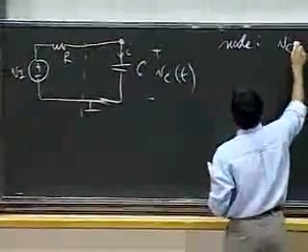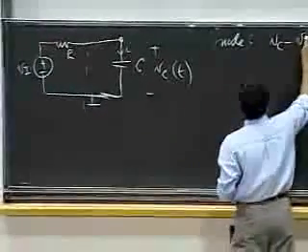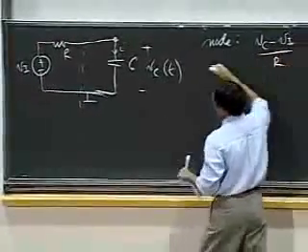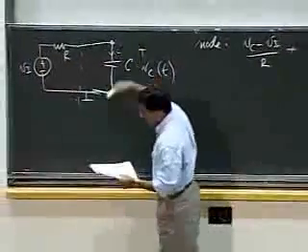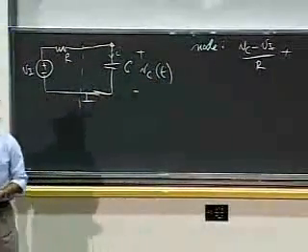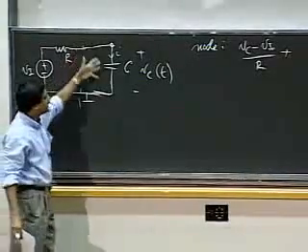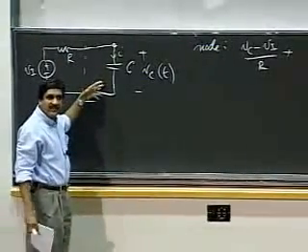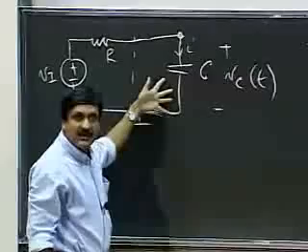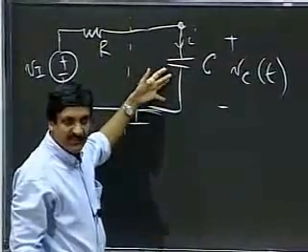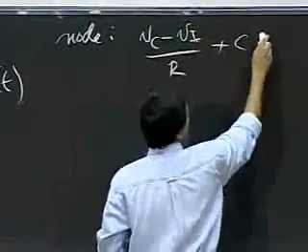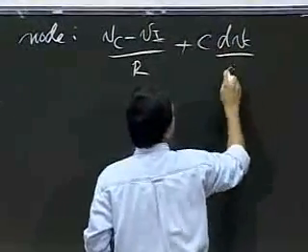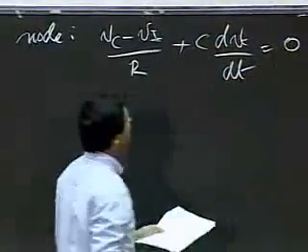So let me apply the node method. VC minus VI divided by R is the current going this way. That plus the current through the capacitor should equal zero. And what's the current through the capacitor? The node method tells me to get the current in terms of the element values. So we know that the current is given by C dV/dt. So C dV/dt equals zero.